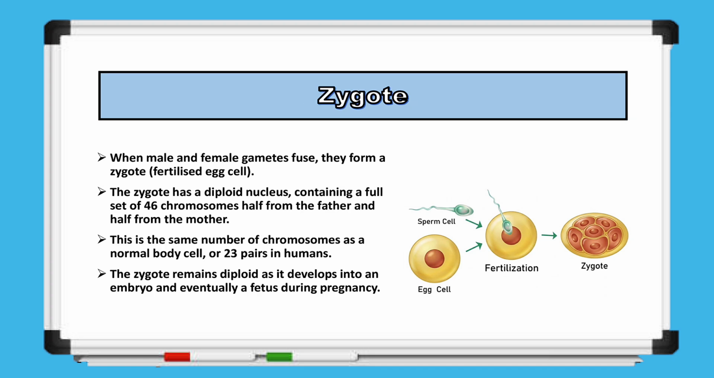Also remember zygote formation. The male and female gametes first fuse during fertilization to form a fertilized egg cell. This fertilized egg cell, called a zygote, has a diploid nucleus containing a full set of 46 chromosomes, half from the father and half from the mother. This is the same as a normal body cell, 23 pairs in humans. The zygote remains diploid as it develops into an embryo and eventually a fetus.